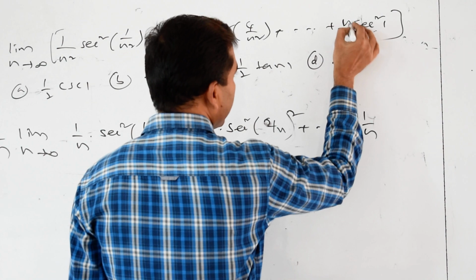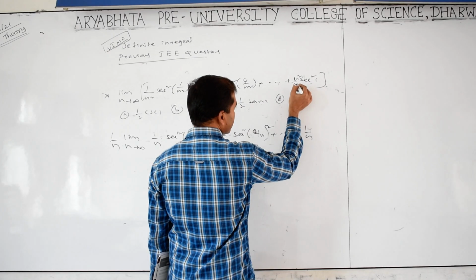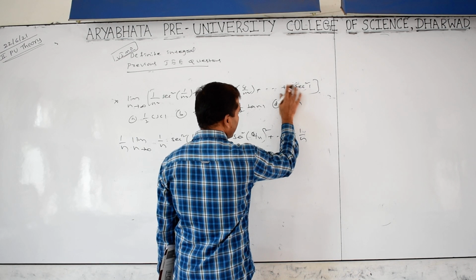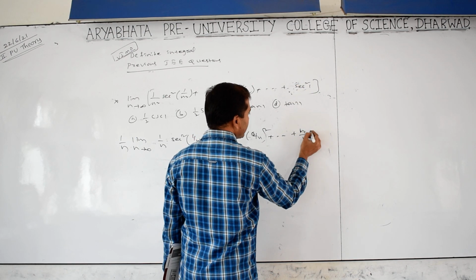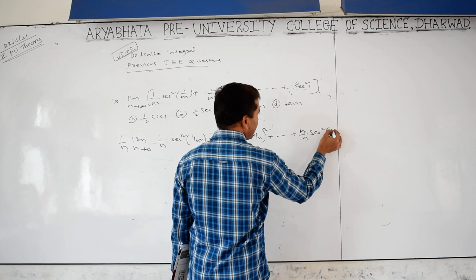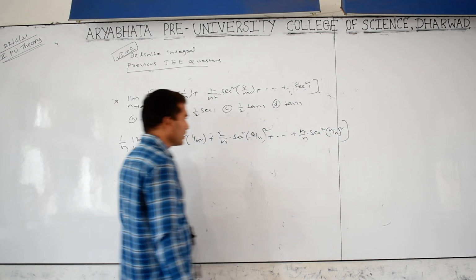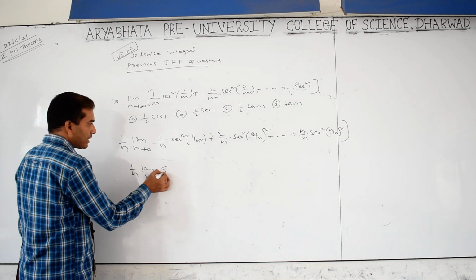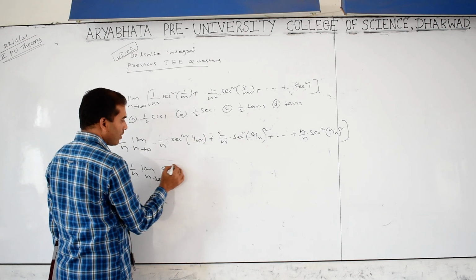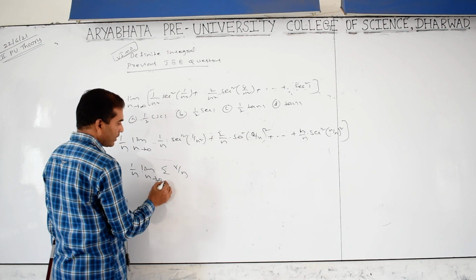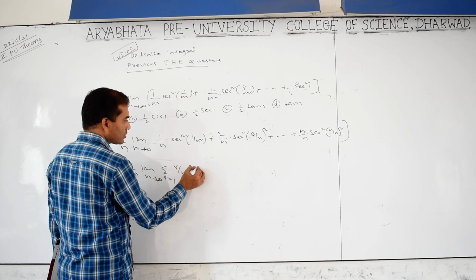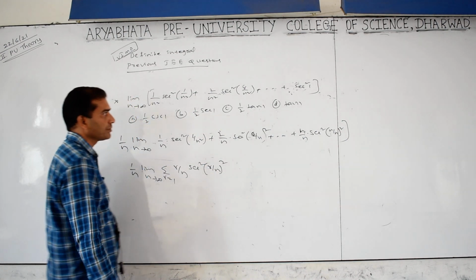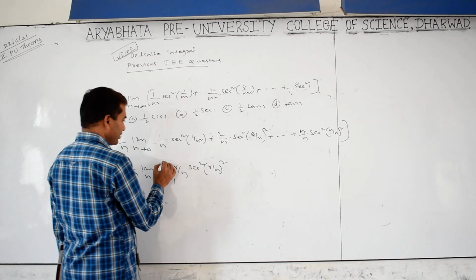Here we can write n square by n square. Here we will get 1 by n if you take common; 1 means n by n, secant square of 1 means n by n. So limit of n tends to infinity, 1 by n, summation of 1, 2, 3, that is r by n variable, where r is equal to 1, secant square of r by n whole square, up to r is equal to n.